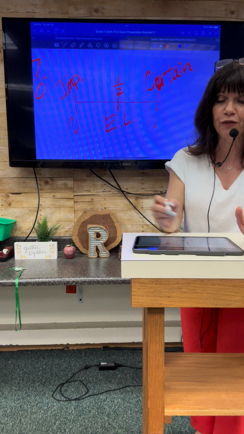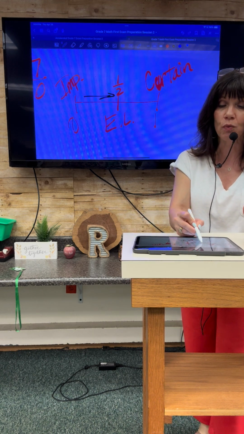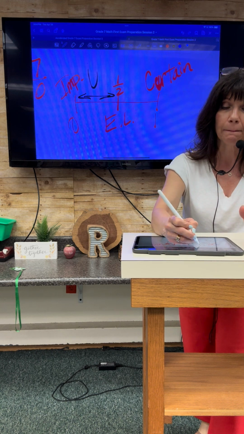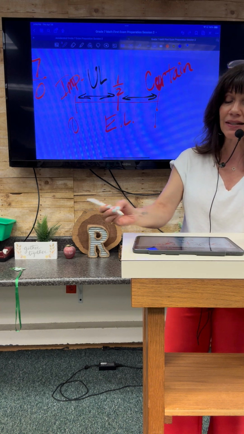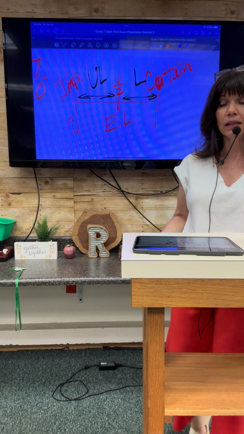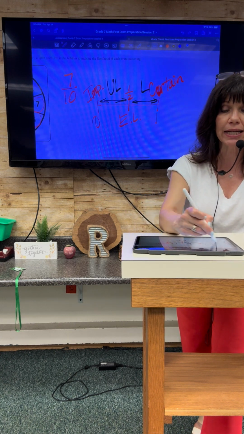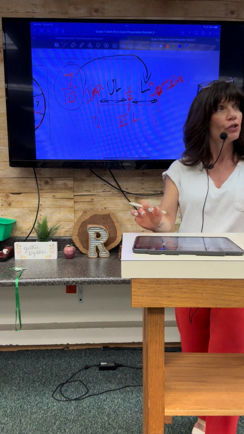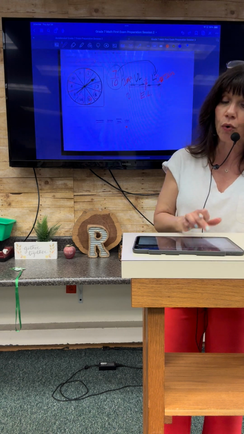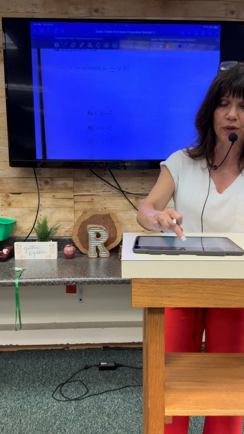So remember, if it's more than 0 but less than 1/2, what is that? Unlikely. If it's more than 1/2 but less than 1, what is that? Likely. Do you all agree you can easily tell that 7/10 would fall in the likely section? So use that graph or that mnemonic device when you get there.